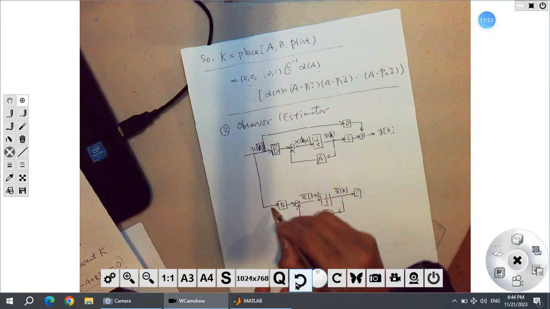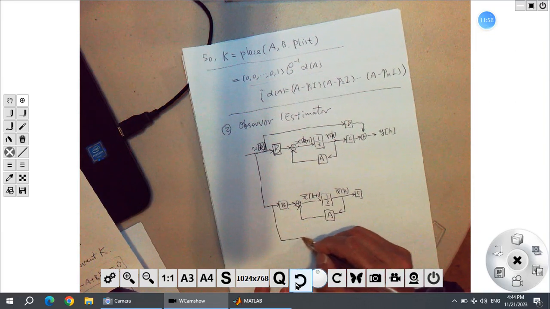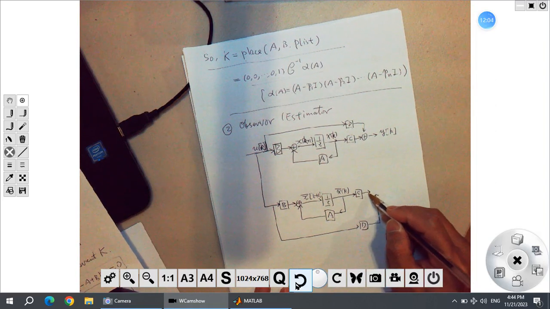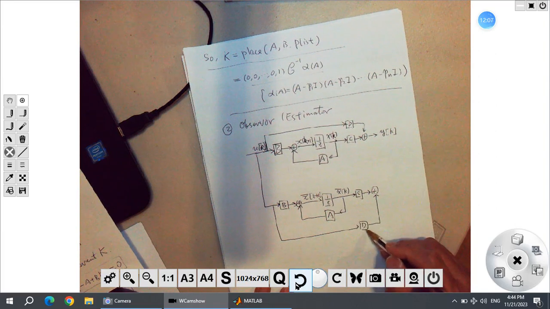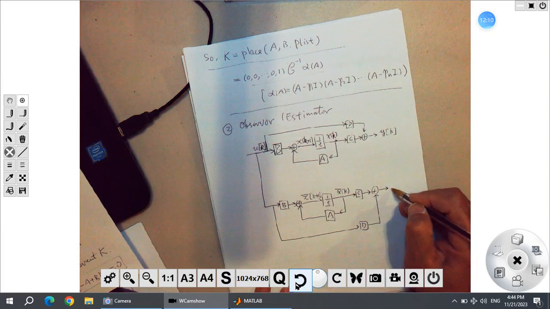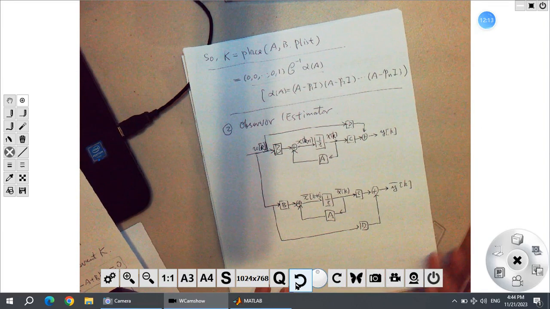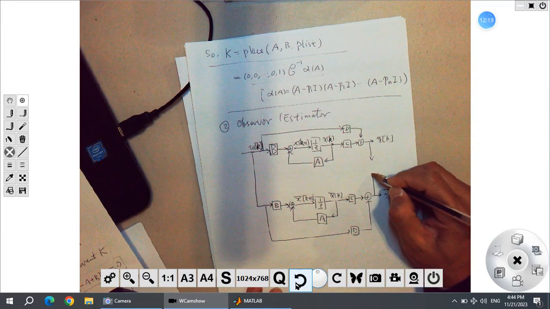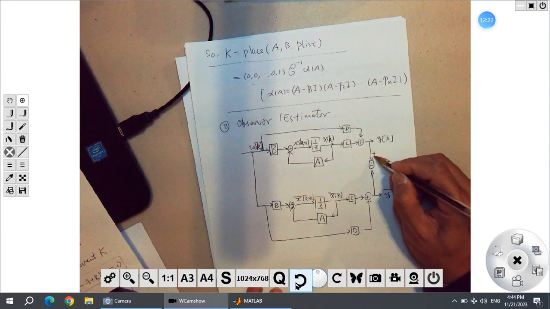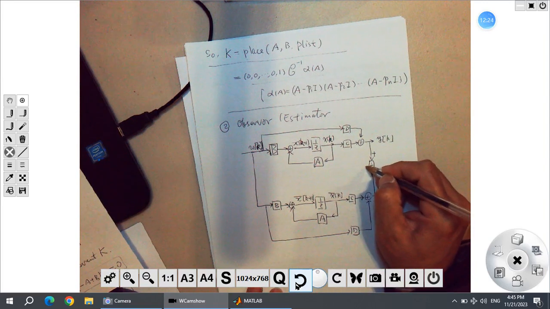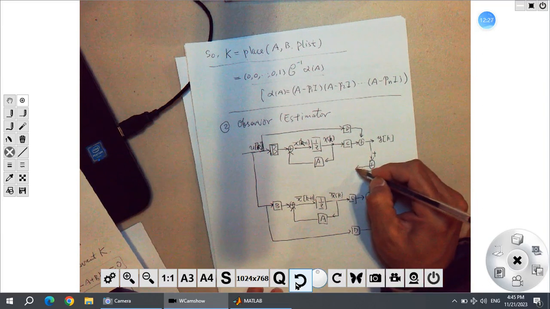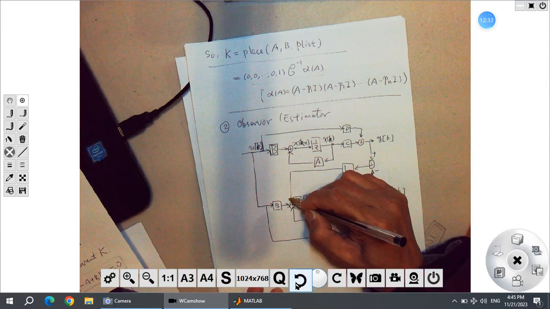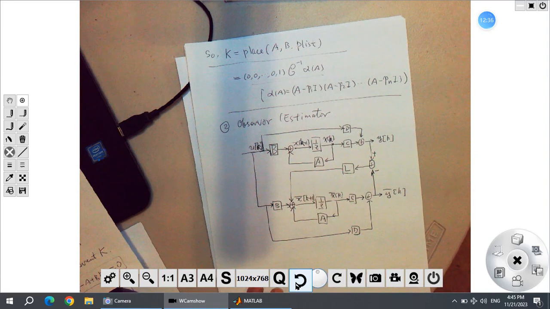I have another D here. C and D go together: C times x bar, D times u. Then here we have y bar of k, and we will compare the difference between these two. Here's a positive, here's a negative. Then we have y minus y bar, and it goes to L, and L goes to here.